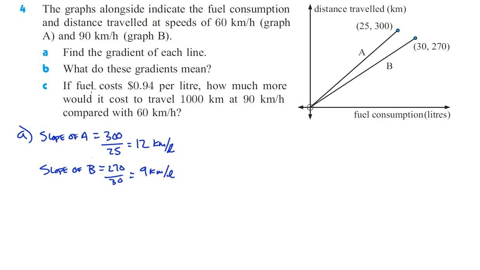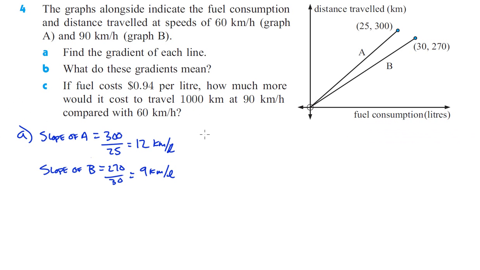Okay. Part C, if fuel costs 94 cents per liter, how much more would it cost to travel 1,000 kilometers at 90 kilometers per hour compared with 60 kilometers per hour? Okay, so let's do this. Let's figure out how many liters we're going to need for each one to travel 1,000 kilometers.